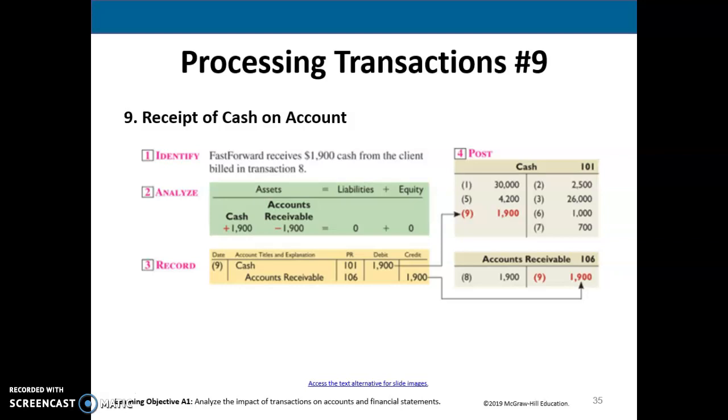All right, for our next one, we received $1,900 cash from the client that we billed in transaction 8. So the transaction is going to increase the cash account and it's going to decrease that accounts receivable. So they're paying us what they owe us. So we increase the cash account with a debit. We decrease the accounts receivable with a credit for $1,900. We're going to post those amounts to the respective T account side. Debits on the left, credits on the right.